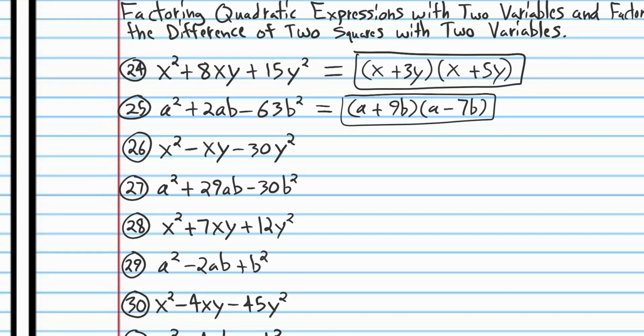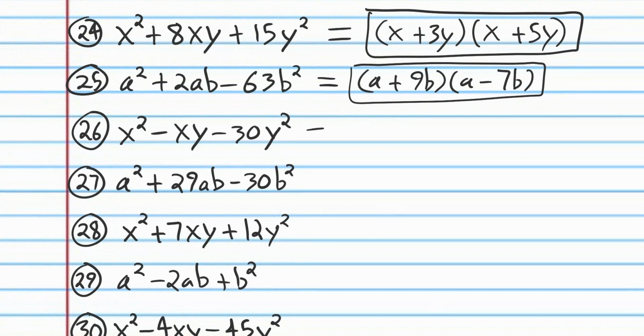Let's try one more of these together. Put your x's because it's x squared. And we have negative 30s. And here there's no coefficient. But remember, if there's no coefficient, it's assumed to be 1. So that's negative 1. So what two numbers multiply to negative 30 and add up to negative 1? So let's see here. I think that would be negative 6y and positive 5y.